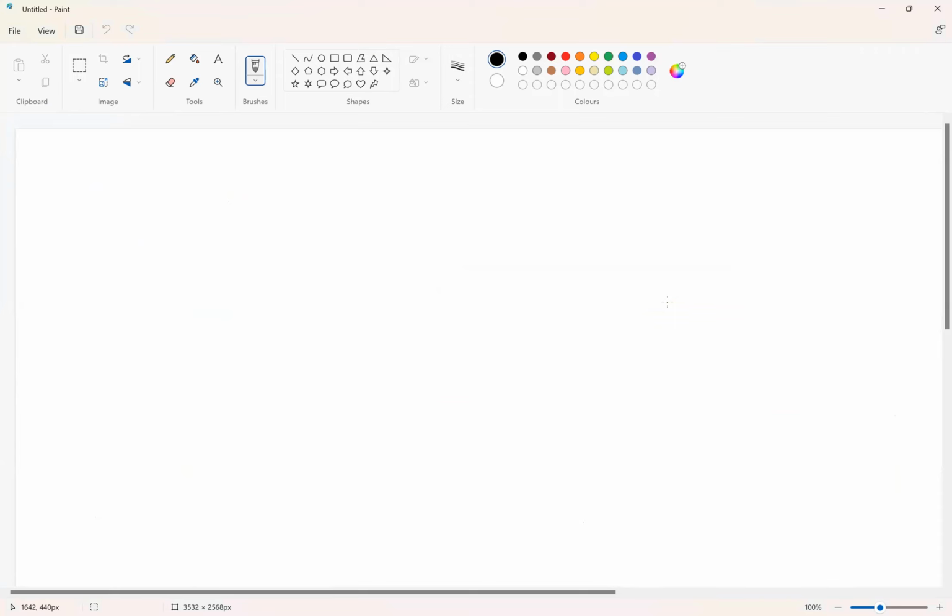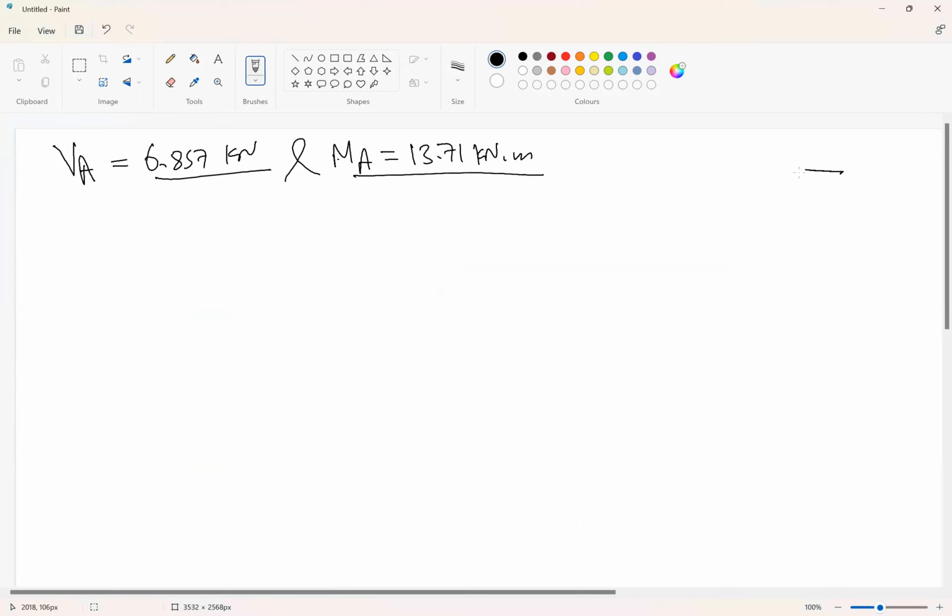So now we know that V at A is equal to 6.857 kilonewton, and MA is 13.71 kilonewton meter. This is the cross section, 200 millimeter times 300 millimeter.